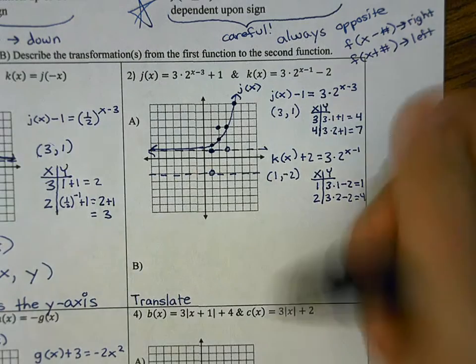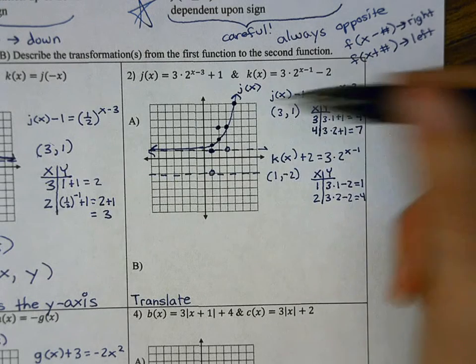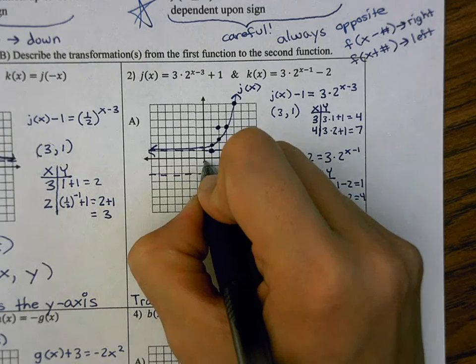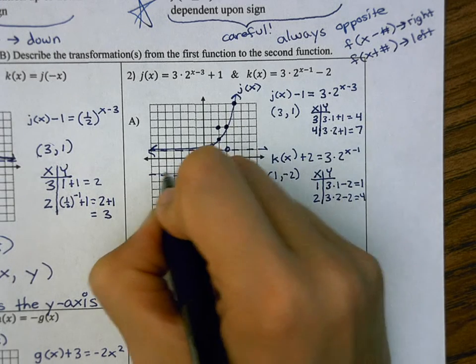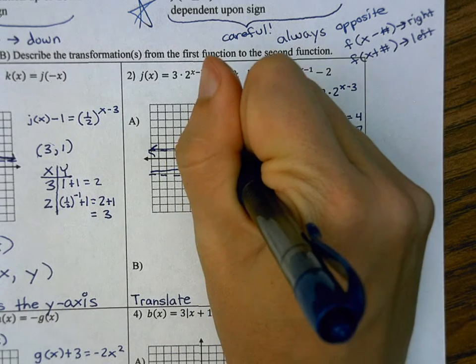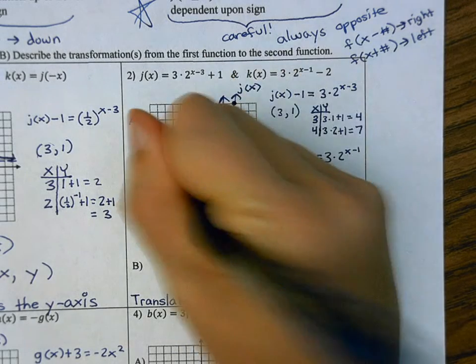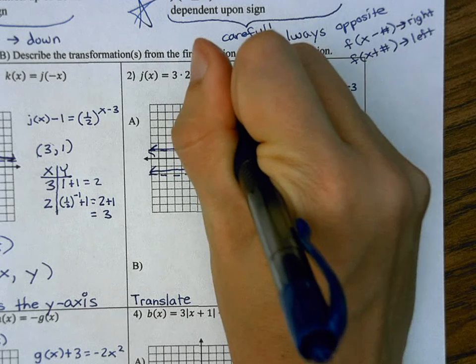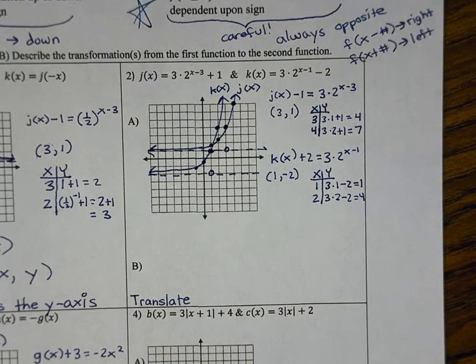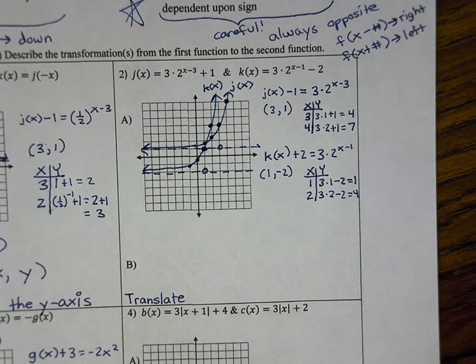And again, one more time, you can plug in others. If you plug in 0, you'll get negative 1/2, and so on and so forth. Okay, and so that's graphing. Okay, so describing, let's go ahead and finish our description in words.